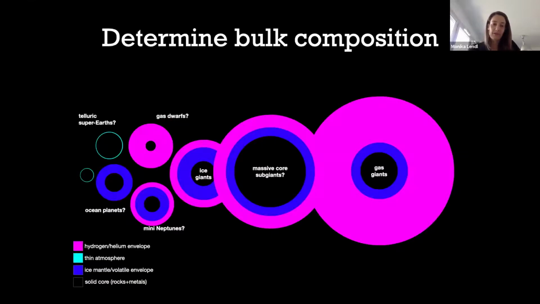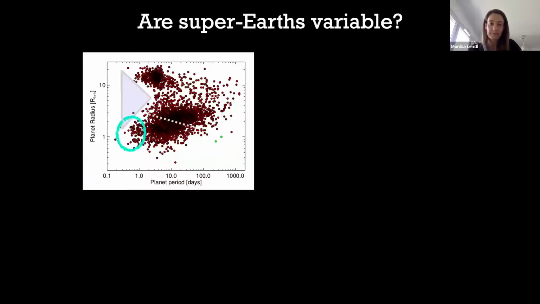And from these observations, of course, the goal is to determine the bulk composition of these planets, whether we're looking at planets that have a large hydrogen helium envelope and a small core, or planets that have a more substantial fraction of volatiles, of water, of CO2, and so on in their atmospheres, or even planets that have basically just a rocky core and a very thin atmosphere.